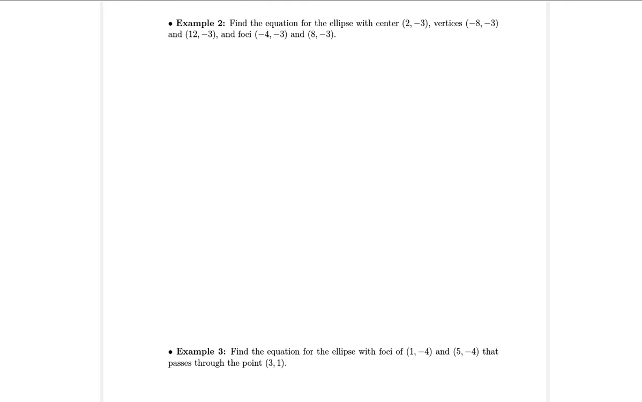So it says, find the equation for the ellipse with a center of (2, -3), vertices of (-8, -3) and (12, -3), and foci (-4, -3) and (8, -3). Now, if you just stare at these 5 points for a while, you could probably eventually figure out exactly what's going on here. But I highly suggest go ahead and start sketching these things out, even if you're not asked to make a graph. So I'm going to begin by just making some axes here.